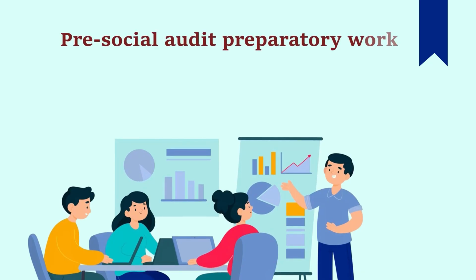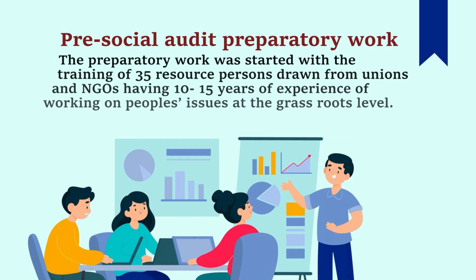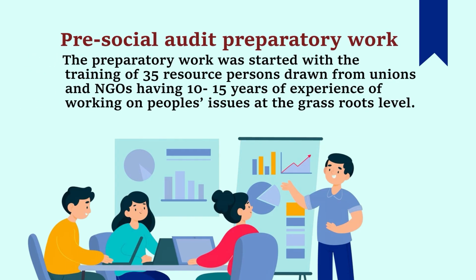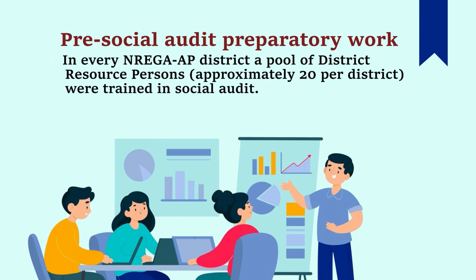Pre-social audit preparatory work, as far as this case study is concerned. The preparatory work was started with the training of 35 resource persons drawn from unions and NGOs having 10 to 15 years of experience of working on people's issues at the grassroots level. In every NREGA Andhra Pradesh district, a pool of district resource persons, approximately 20 per district, were trained on social audit. In the process of training, modules, 2 training films and a step-by-step procedure for doing social audit were developed.